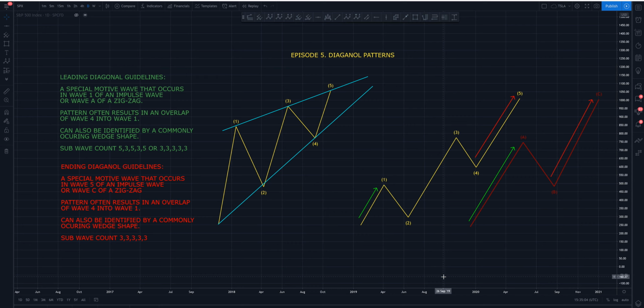Welcome to this episode of an Introduction to Elliott Wave Theory, Episode 5, Diagonal Patterns. There are two types of diagonal pattern we're going to discuss, a leading diagonal pattern and an ending diagonal pattern. In front of you here is an example of a diagonal pattern. They can occur in both up and down trends. Let's start with our leading diagonal.